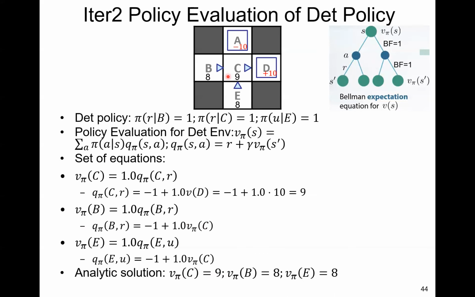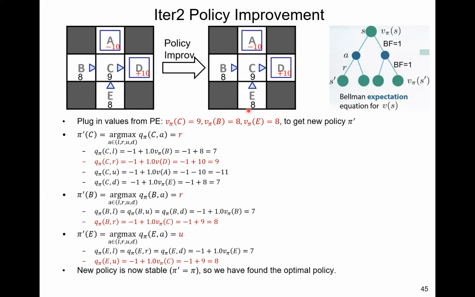So iteration 2 gets you these new value functions: 9 for C, 8 for B, and 8 for E. And then you do another round of policy improvement. So from say C, you look at all the 4 possible actions.